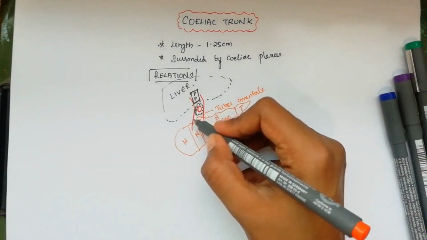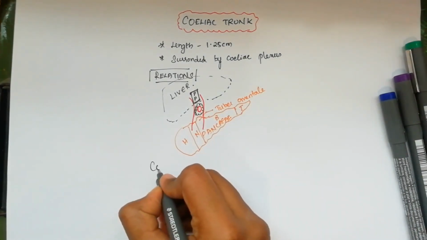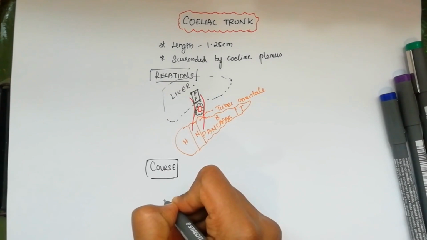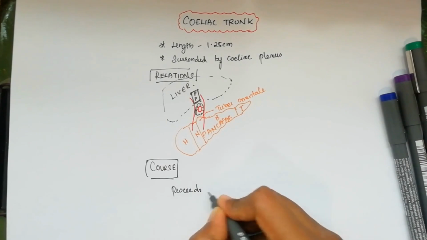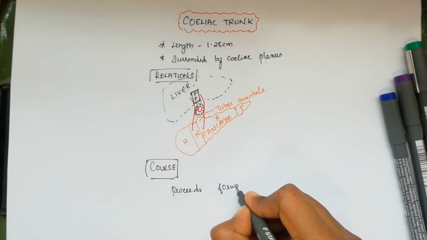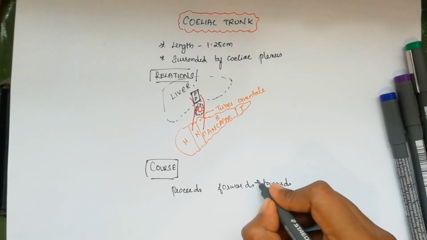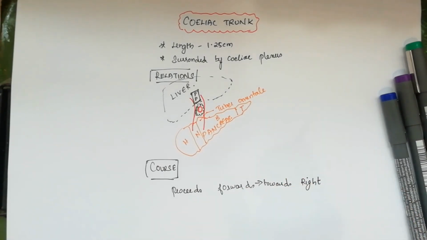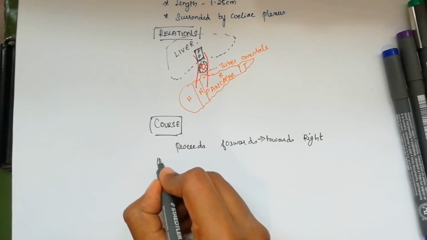And if we are talking about the course of this particular artery, it is a small vessel as we already know. So this vessel proceeds forwards, and towards the right. Forwards, and then it is passing towards the right side. So this is the course of the small vessel. Now we will learn about the details of the branches of this particular artery, which is very important.